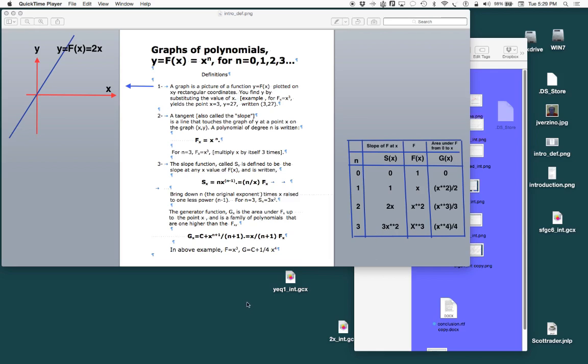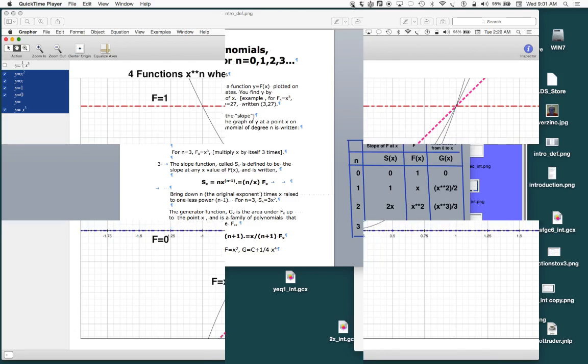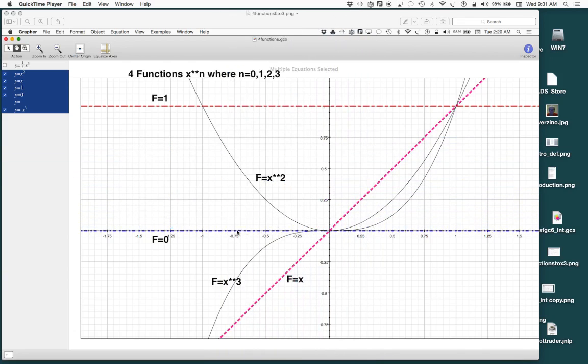So we're going to use the Grapher program from Mac to generate some of these curves, and look at some of them and see how they look and what they're all about. Functions. If the function is 1, that's the line there. Function is x, this is function x. Function x squared. Function x cubed. Notice they all have to go through 1 because 1 to any power is 1.